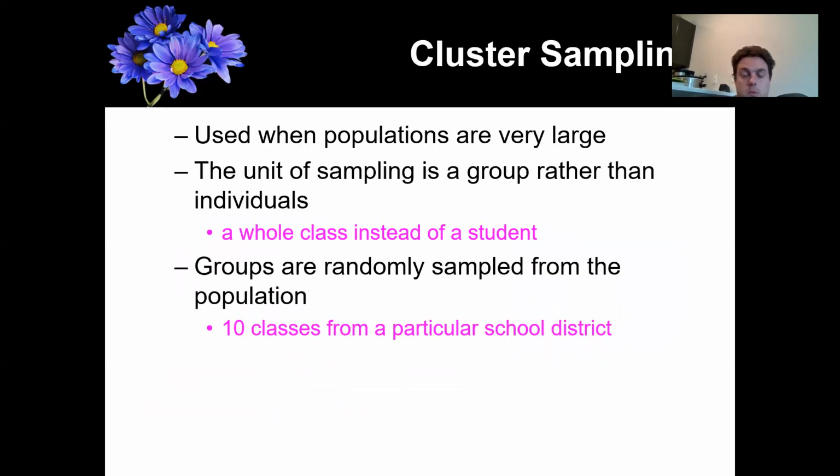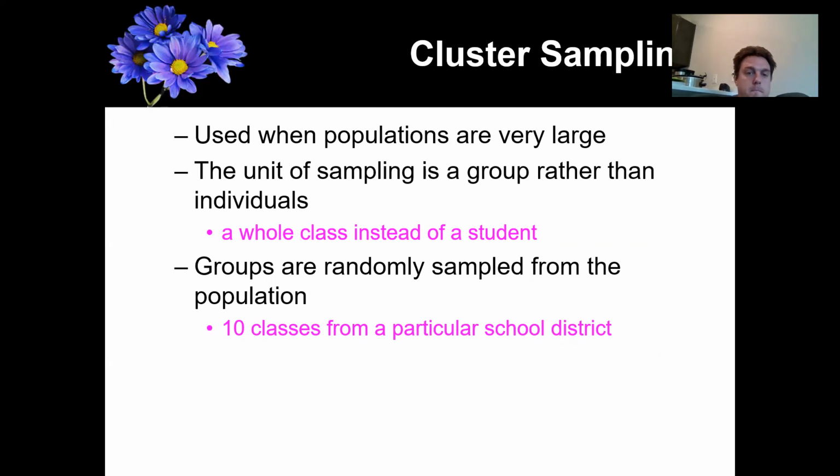Okay, I think the last one is cluster sampling. This is when you're dealing with populations that are very large, and the unit of sampling is a group rather than an individual. So you might pick a whole class instead of a student. Let's say you're looking at something to do with education, rather than picking one person from one class somewhere and one person from a different class elsewhere, you're just going to pick a whole class. Or maybe 10 classes from a particular school district.